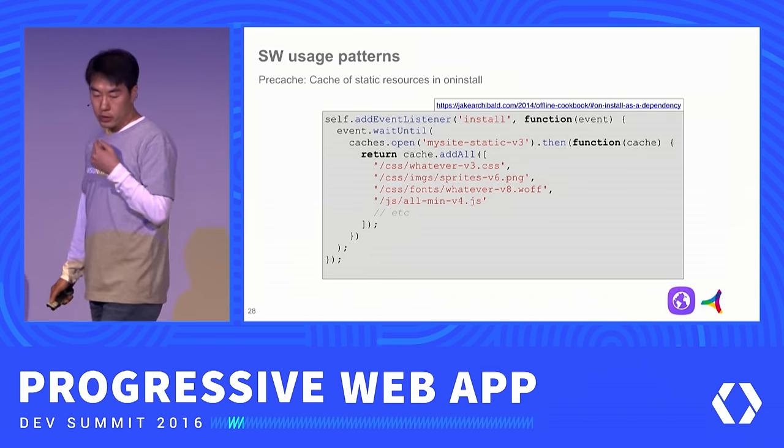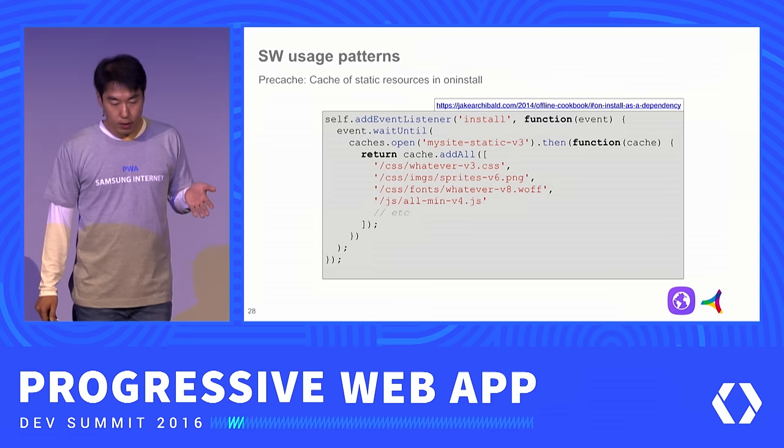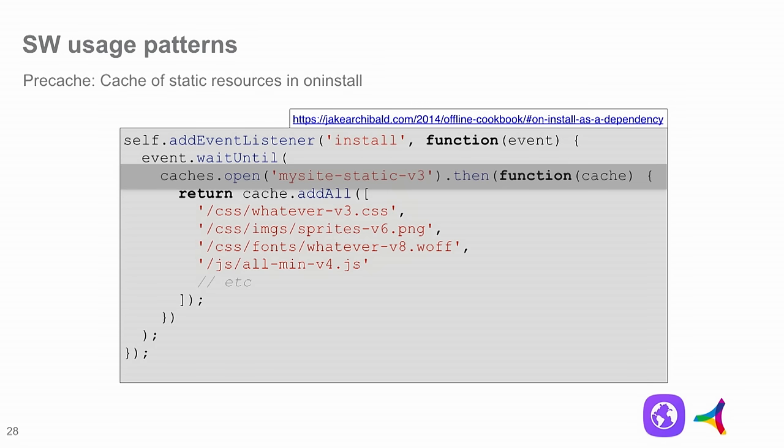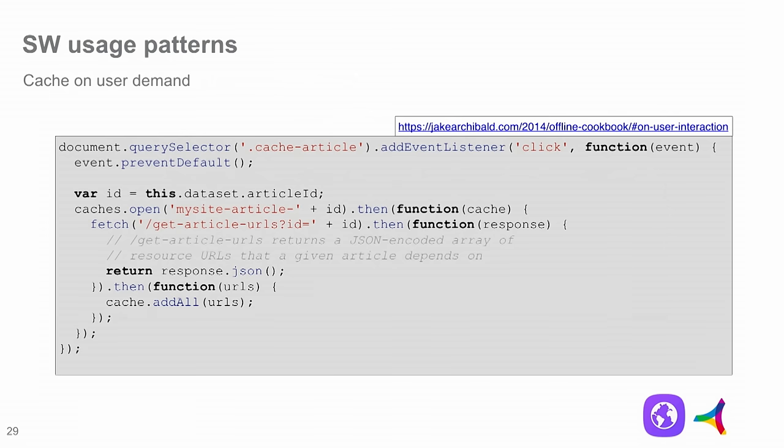OK, so here are some patterns of APIs that we can look at. This install handler provides the place where you can pre-cache all the static resources. So you call waitUntil on the event to extend its lifetime, and then you open up the cache and add all the stuff to the cache object.